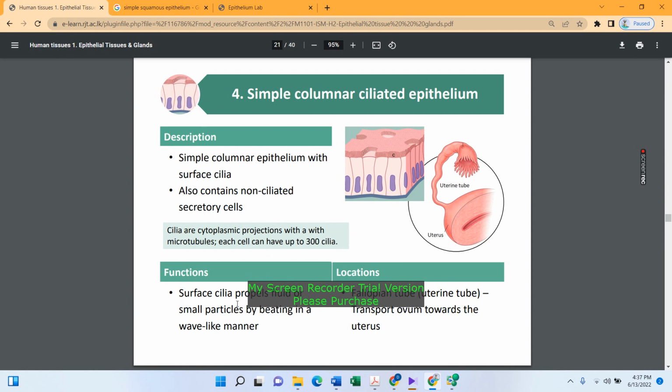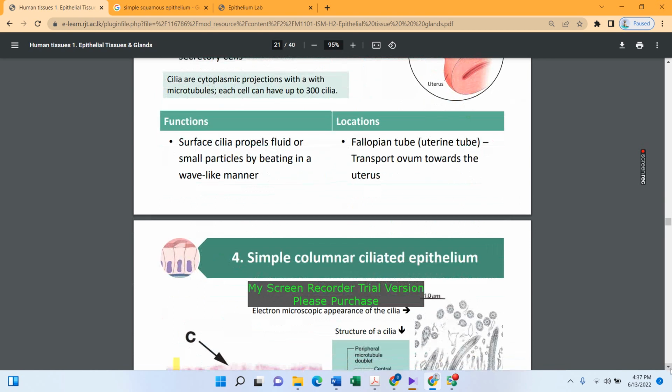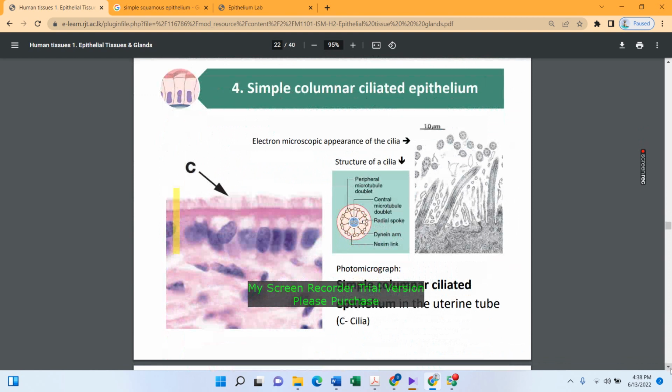Surface cilia propel fluid or small particles by beating in a wave-like manner. The locations are the fallopian tube, the uterine tube, to transport the ovum towards the uterus. Simple columnar ciliated epithelium.